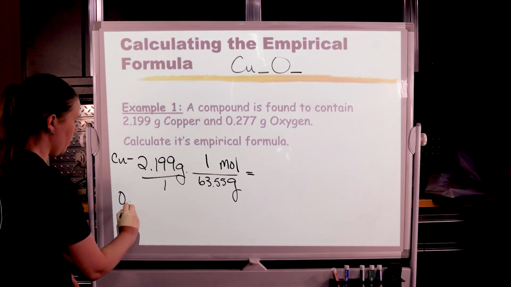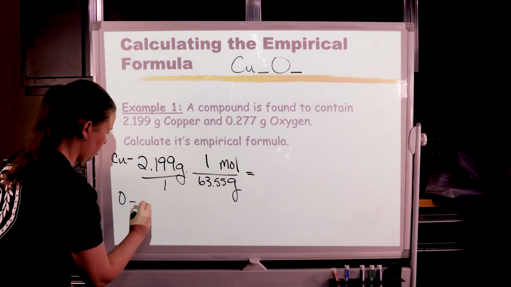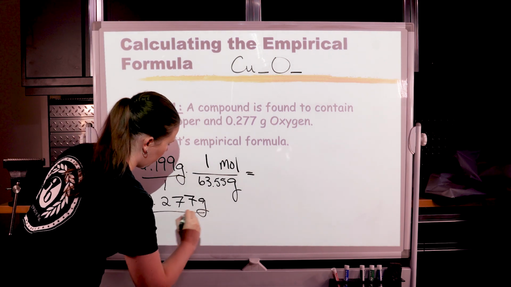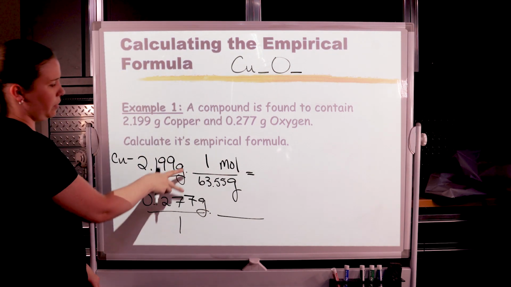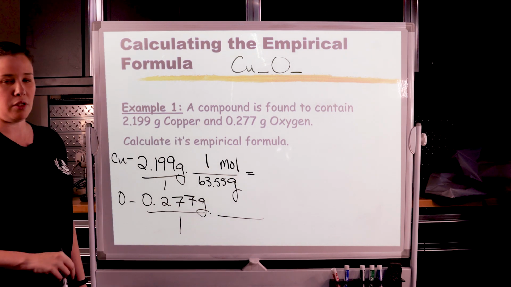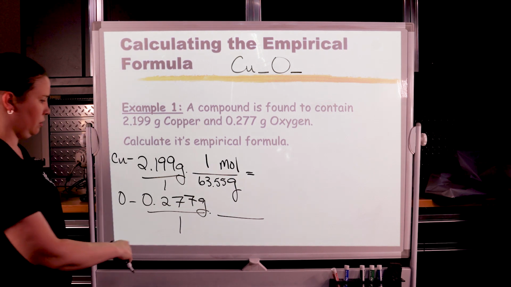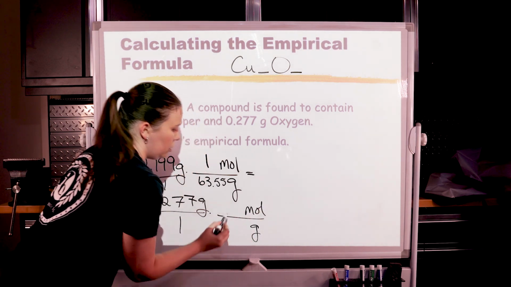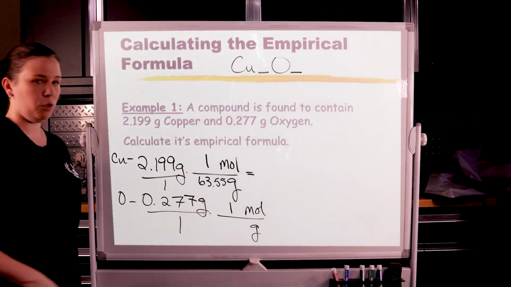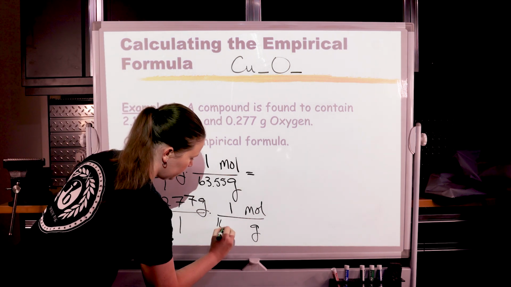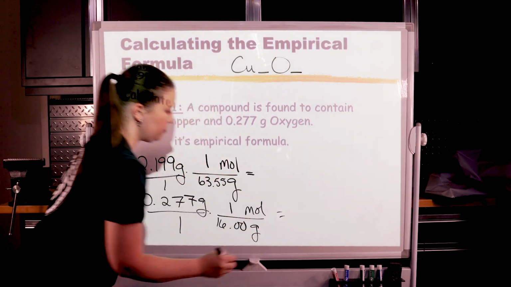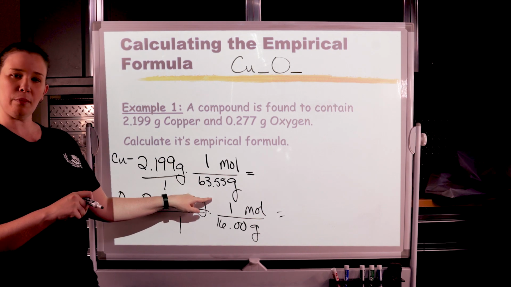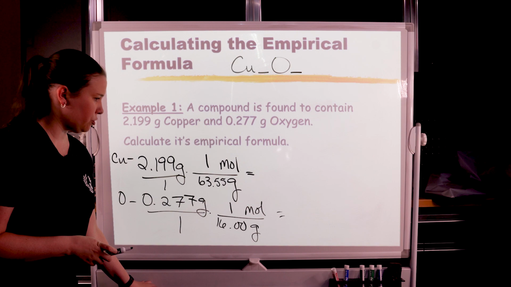Now I want to do the same thing for oxygen. The mass of oxygen I'm starting with is 0.277 grams. So I'll put that over 1. And then basically the same conversion factor, but this time I'm going to use the molar mass of oxygen. So gram to the bottom, converting to moles, it is always 1 mole, and then we'll plug in the molar mass of oxygen, which is 16 even. So now we need to do a little calculating. The given grams divided by the molar mass should get me the number of moles of each.